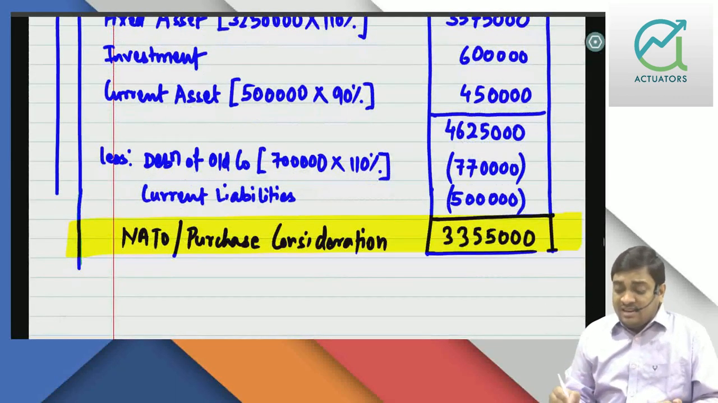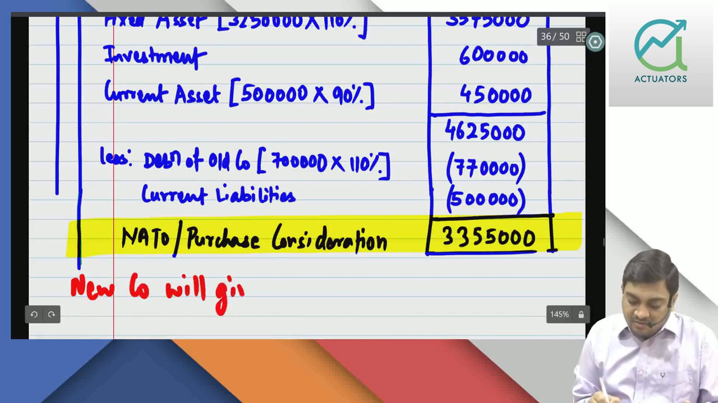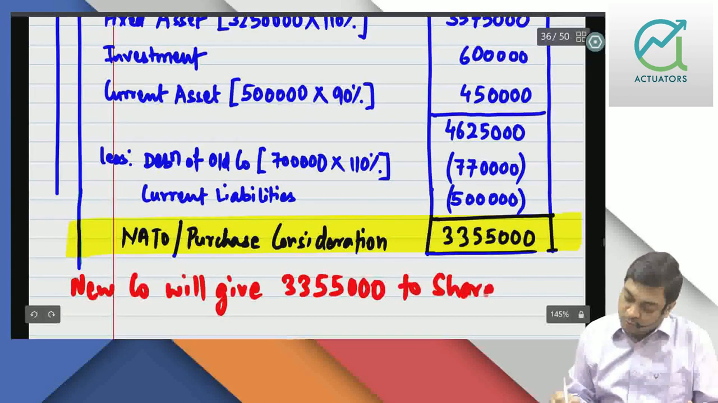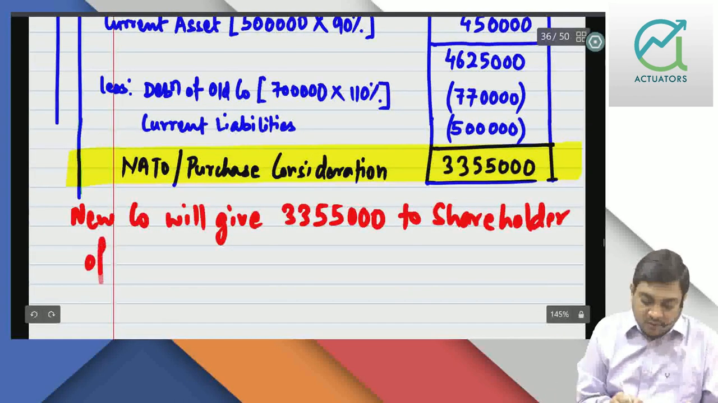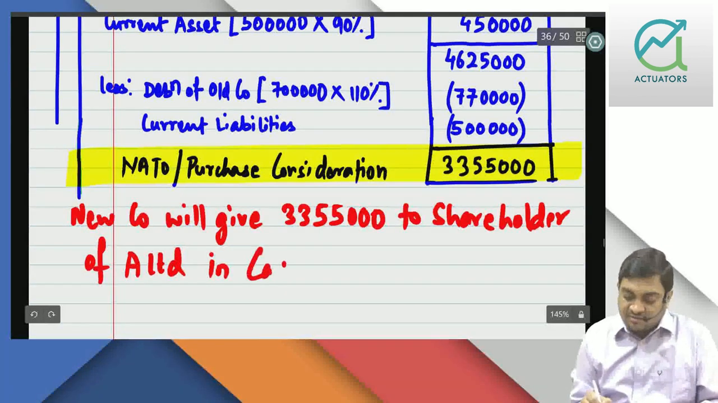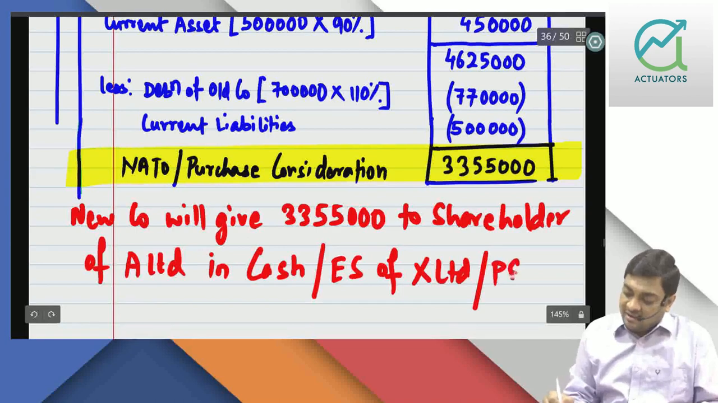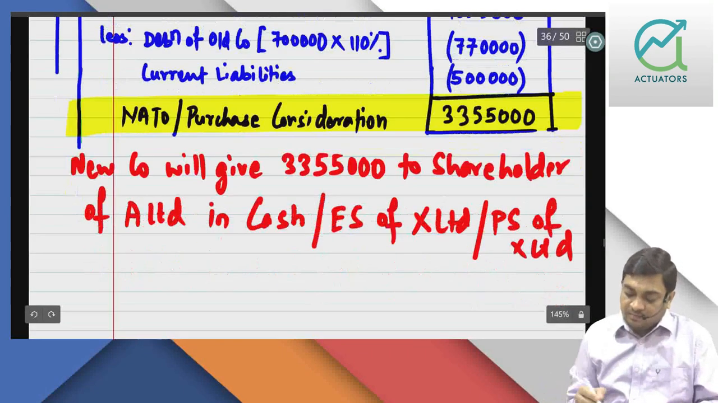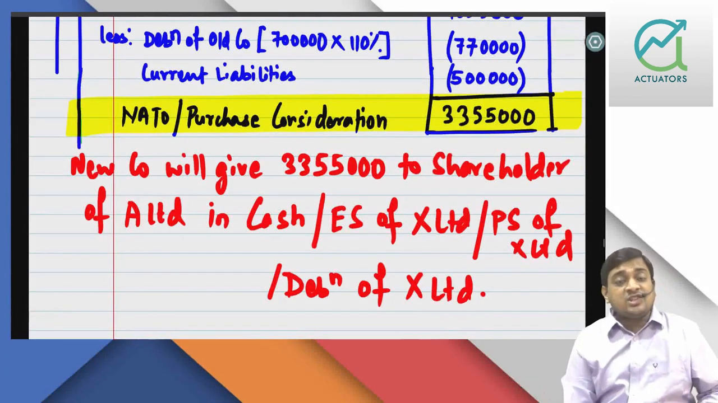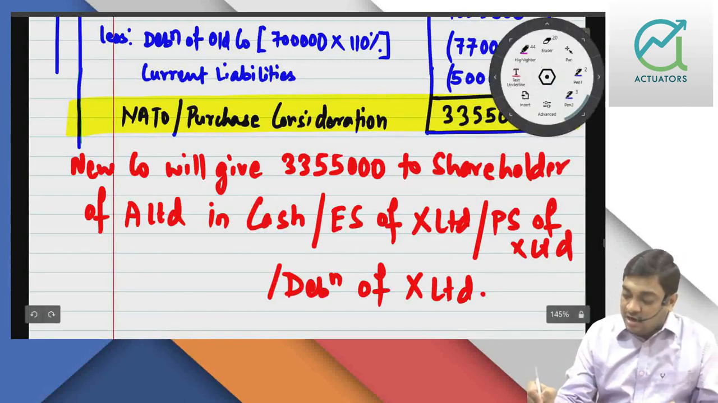Now, the new company will give 33,55,000 to the shareholders of A Limited in cash, or they can give equity shares of the new company, or they can give preference shares of the new company, or they can give debentures of the new company. Anyway, they are giving debentures of the new company, but not to the shareholders. So that is why it will not come here. Whatever they are giving to the shareholders, that will come in PC.